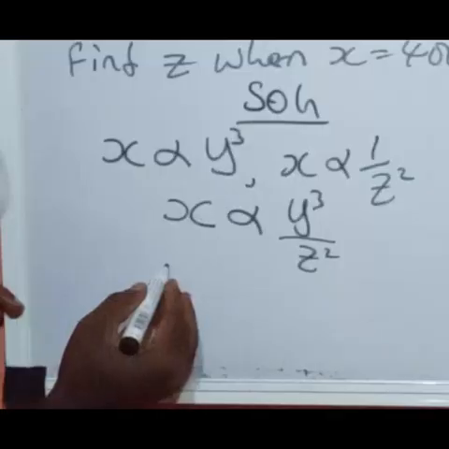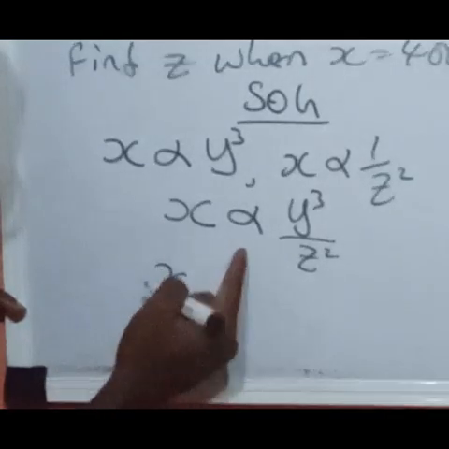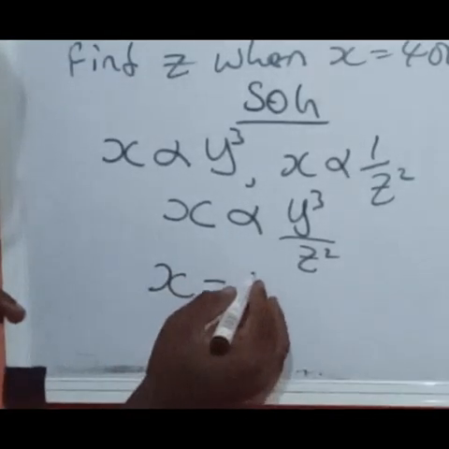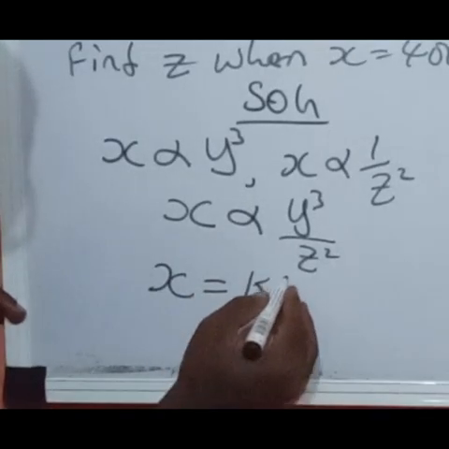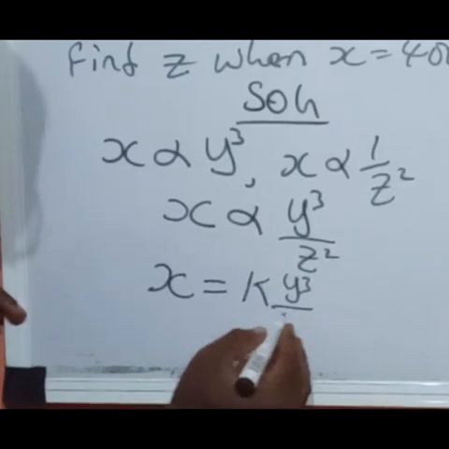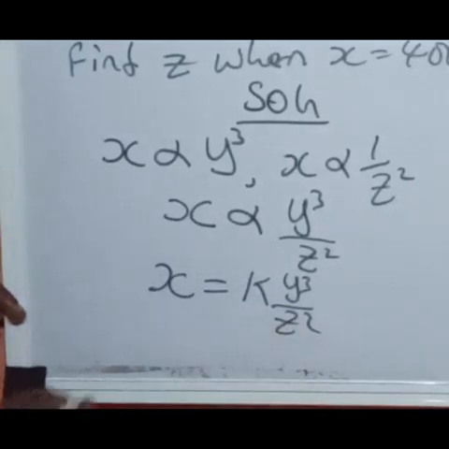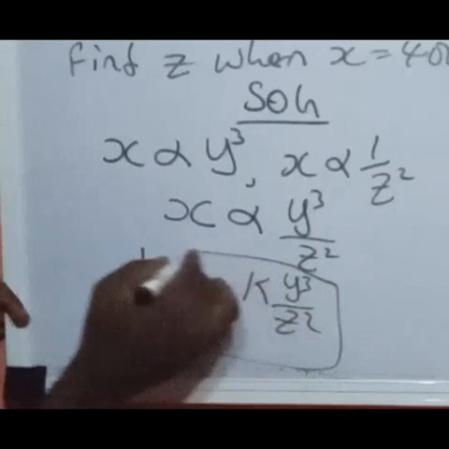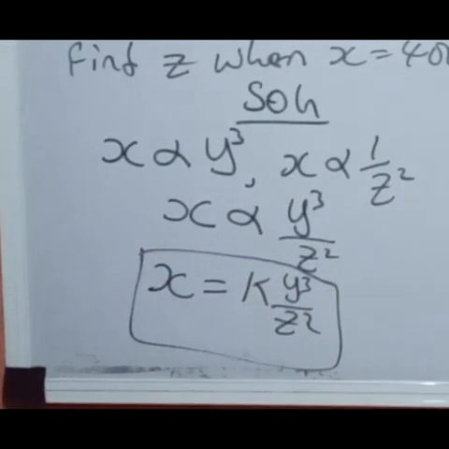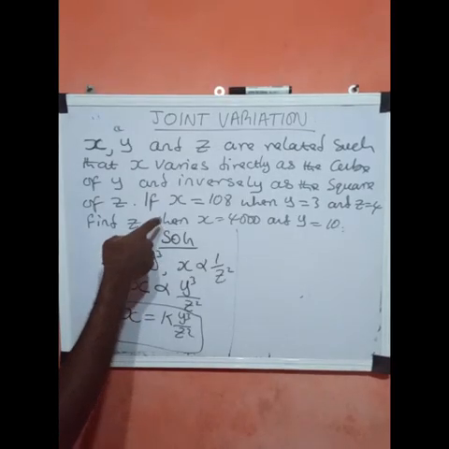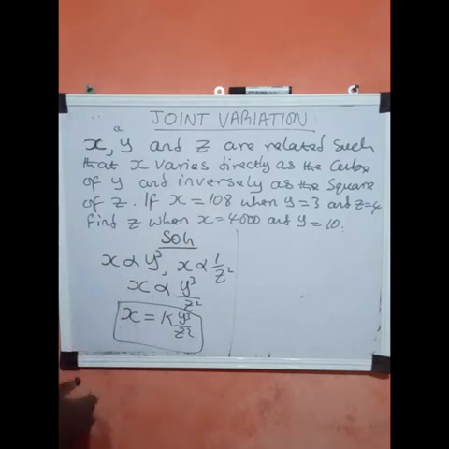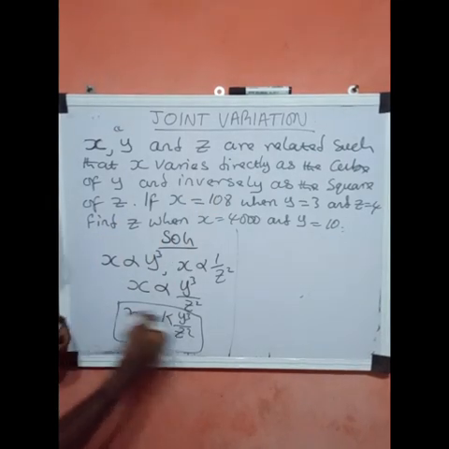So remember the same process. If we change this proportionality sign to an equality sign, we introduce a constant, and then we have x equals k times y cube all over z squared. So this is the relationship between the variables that we are going to use to solve any question. So what do we do? And then they said, if x is 108, so we begin to substitute here.